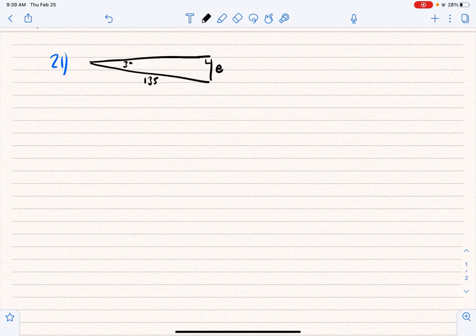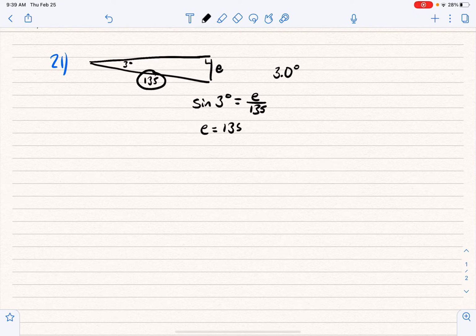Now it gives us to the nearest tenth of a degree, and then it gives us 3 sig figs right here. And so that does point to an answer of 3 sig figs. So we know that the sine of 3 degrees is equal to the error over 135. Multiply both sides by 135. You get that the error is 135 times the sine of 3 degrees, which gives you an answer of about 7.07. So what does that mean?